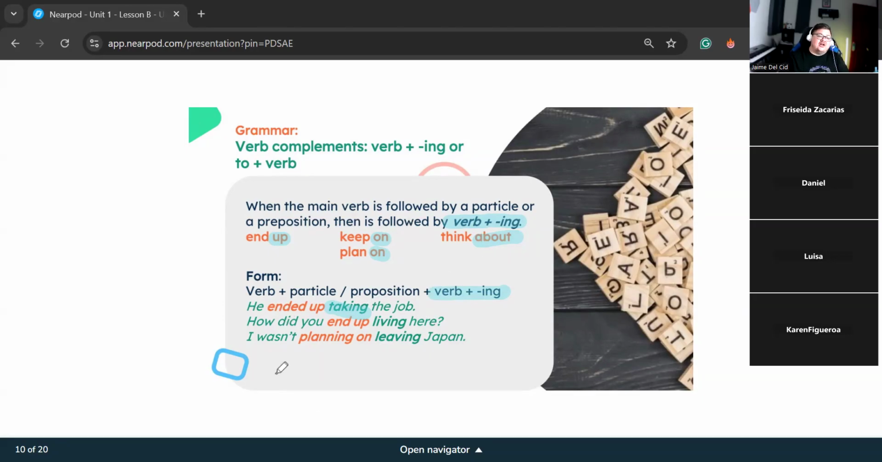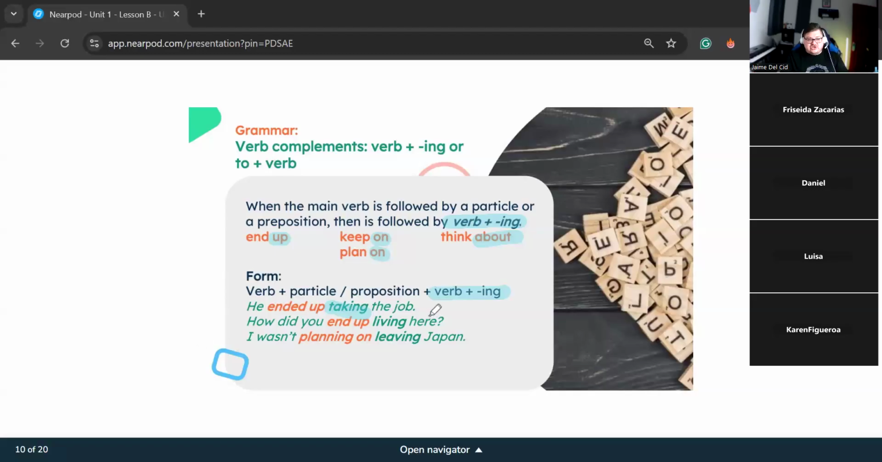Si yo digo, he ended up to take the job, that sounds weird and it doesn't sound really natural. And some of you probably already know that. Ya incluso algunos de ustedes ya saben que esta era la forma correcta. Bueno, porque lo hemos leído, lo hemos escuchado, lo hemos hablado. Sin embargo, a veces no sabemos el por qué. We don't know the reason behind it, and sometimes we make mistakes just because we are guessing. So today we are no longer guessing. Today we know that if the main verb of the sentence comes with a preposition or with a particle, the next verb is going to be an ing verb, okay?